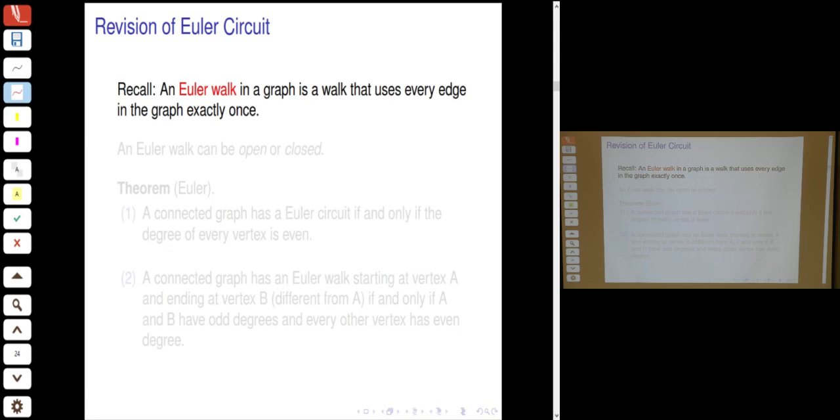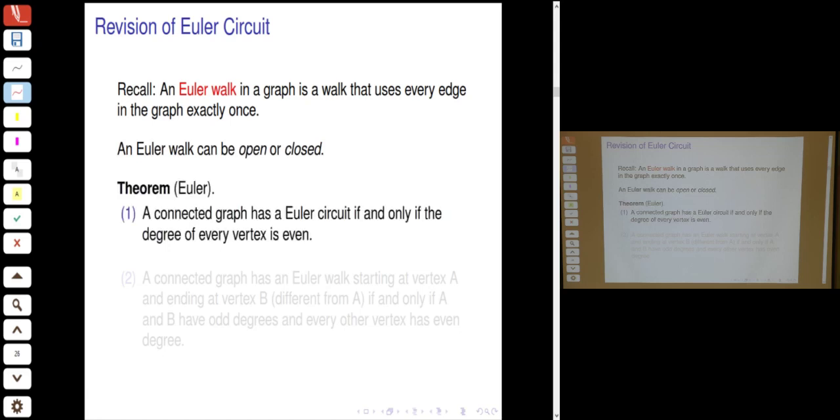Okay, so let us continue with our discussion of Euler circuit. So an Euler walk in a graph is a walk that uses every edge in the graph exactly once. And an Euler walk could be open or closed. So if it is closed, it's an Euler circuit.